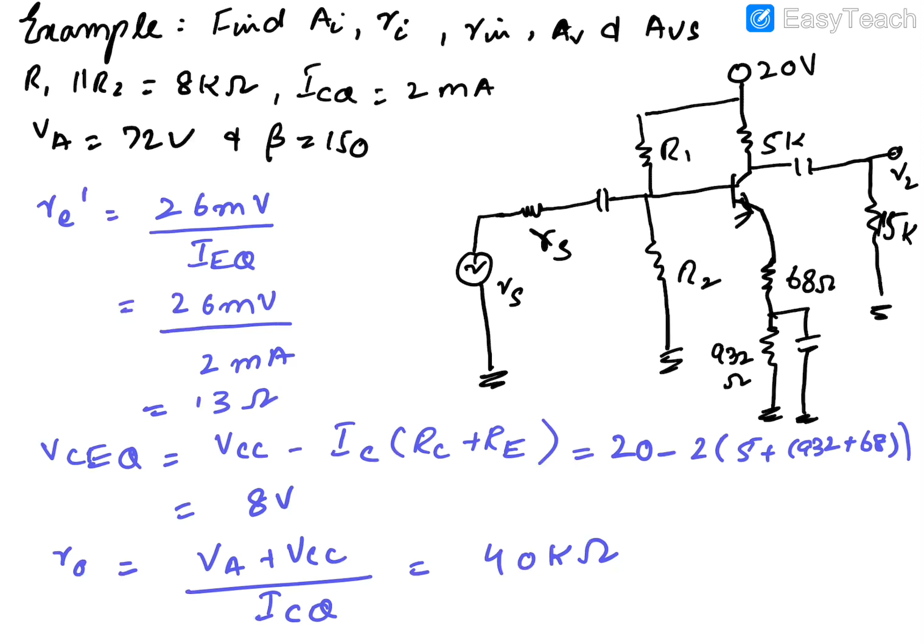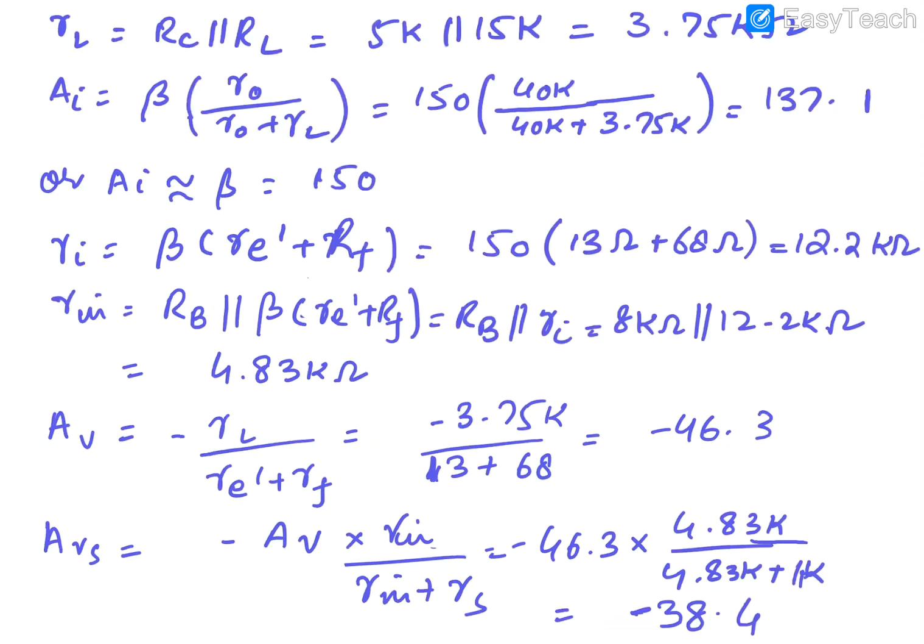Next you have to find the Q point value of VCE, which is equal to VCC minus IC times RC plus RE in this case. The total RE is 68 plus 932, which is equal to 1 kilo ohm. So from this you have found the value of VCE, which is 8 volt. Now the value of R naught is equal to early voltage plus VCC divided by ICQ, and it is equal to 40 kilo ohms. Next is small RL, which is 3.75 kilo ohms in this case.